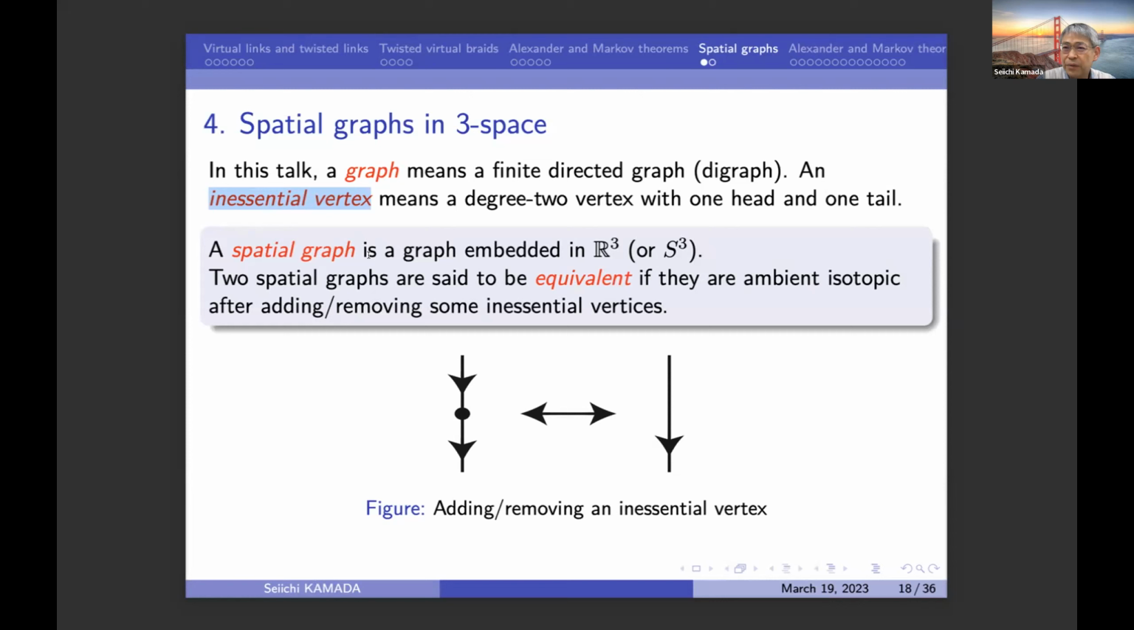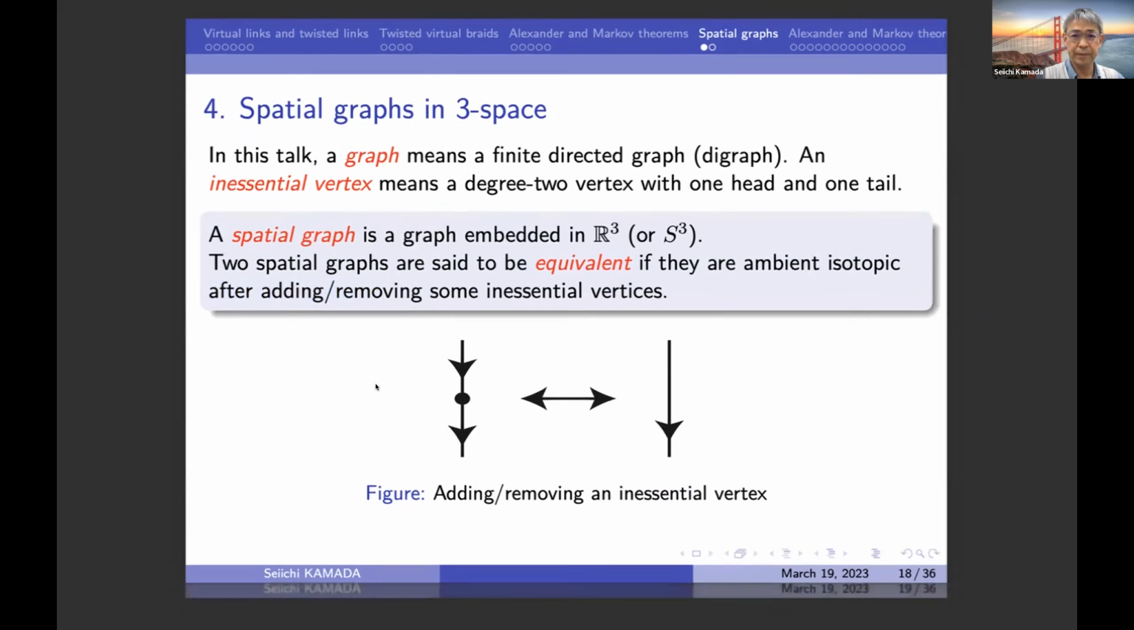Now, a spatial graph is a graph embedded in R^3 or S^3. Two spatial graphs are said to be equivalent if they are ambient isotopic, after adding or removing some inessential vertices. So when we discuss a spatial graph from a non-theoretical point of view, we ignore the differences of inessential vertices. This assumption is not so important, but convenient.